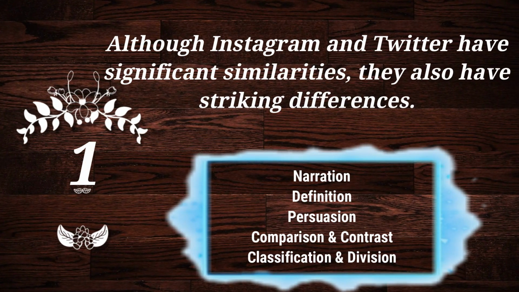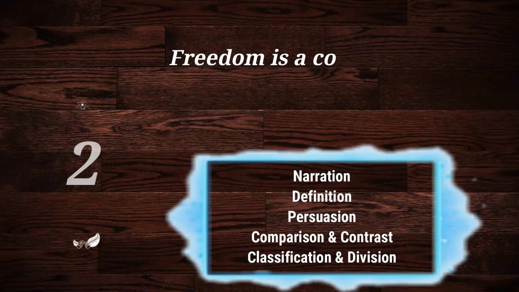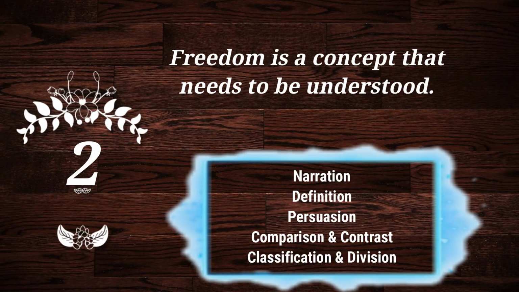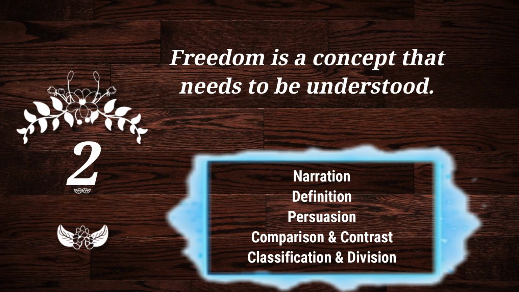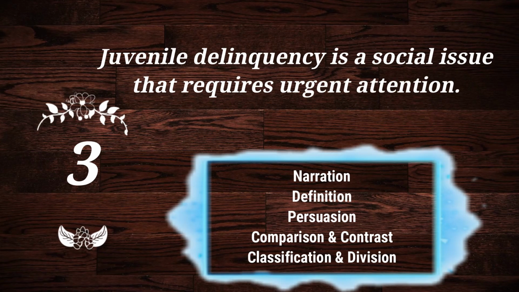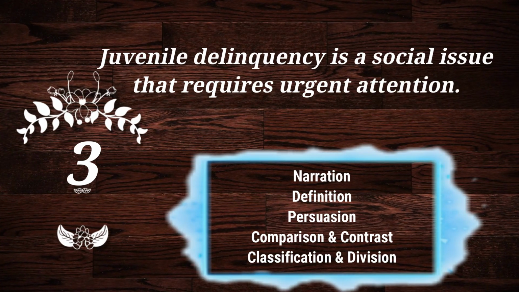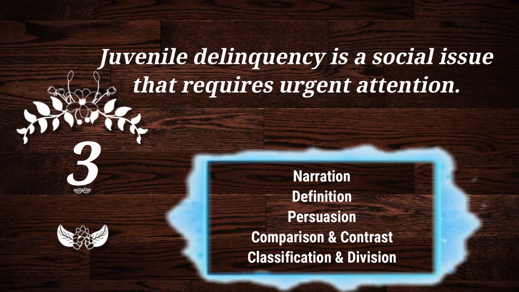Although Instagram and Twitter have significant similarities, they also have striking differences. Number 2. Freedom is a concept that needs to be understood. Number 3. Juvenile delinquency is a social issue that requires urgent attention.